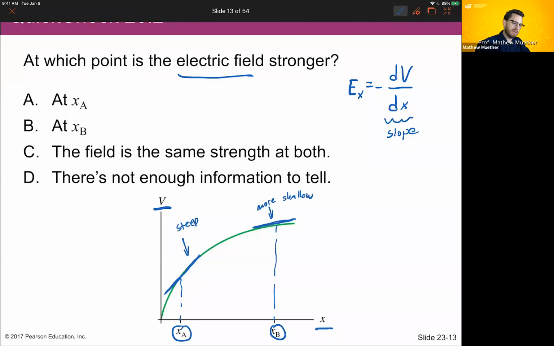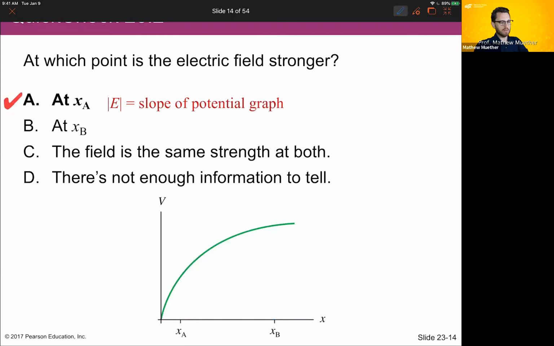So the steeper slope has the larger magnitude for the derivative. And so we can see that position A has the larger slope, has the stronger electric field.